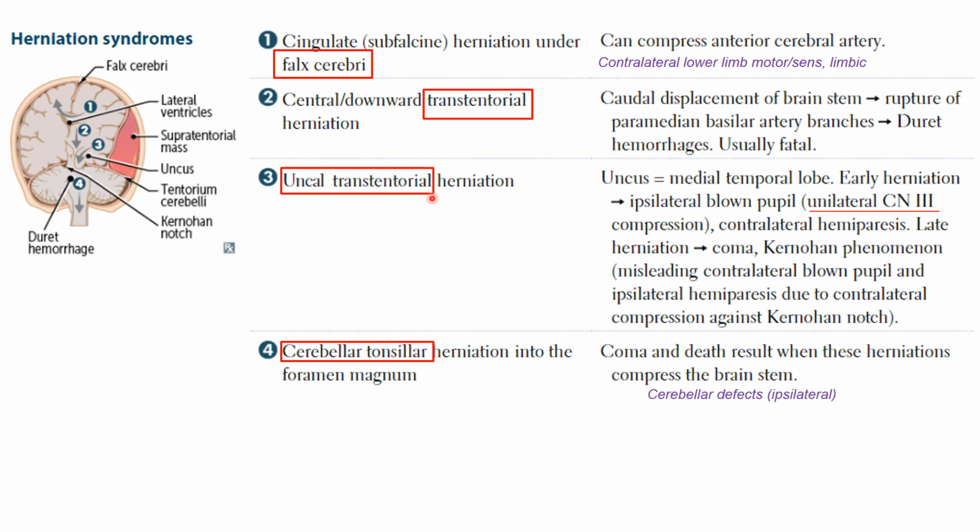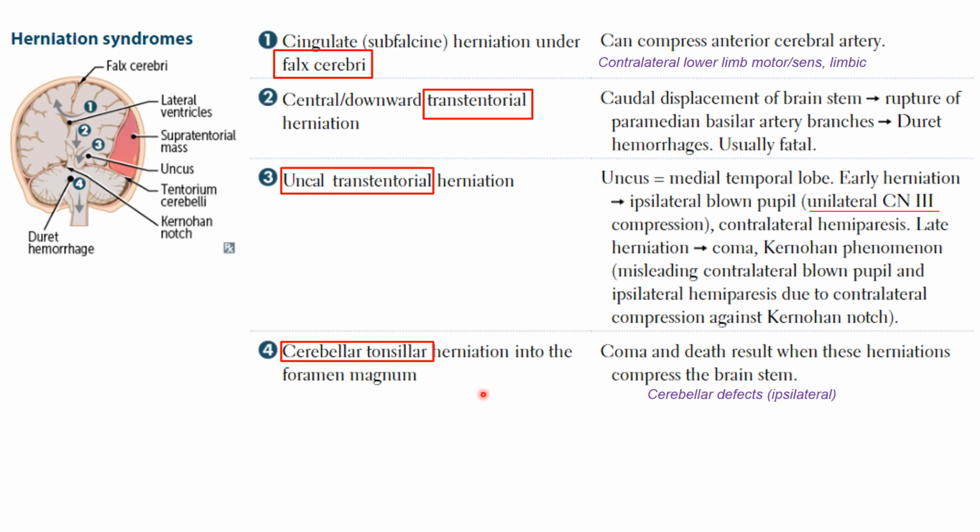And what's important about this is that the uncus is directly beside cranial nerve 3. So if you have the uncus herniating down, this can cause damage to the ipsilateral cranial nerve 3, which is your oculomotor nerve. And again, because the oculomotor nerve contains parasympathetics, if that is damaged, you can result in an ipsilateral blown pupil. There's also, with cranial nerve 3 compression, you're going to be thinking of the down and out eye, because of loss of cranial nerve 3 on that side.